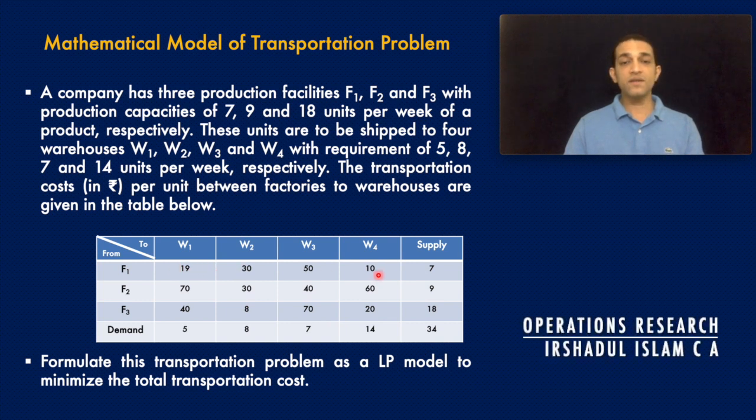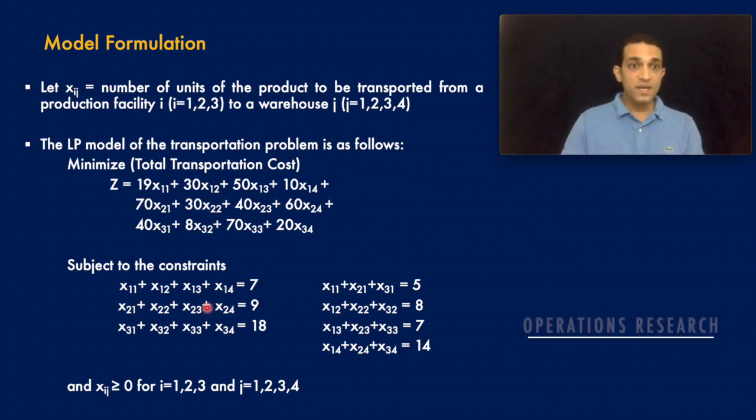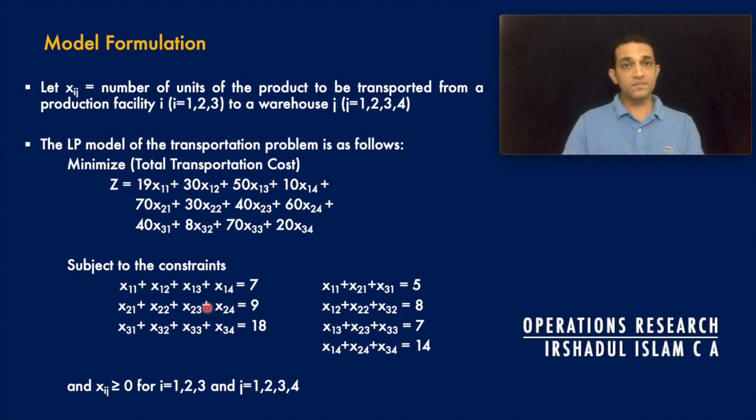So similarly, all these routes will have separate decision variables. We can commonly name it as Xij, the number of units of products to be transported from a production facility, in this case we have 3 facilities, to a warehouse. We have 4 warehouses. And then we will take the objective function.